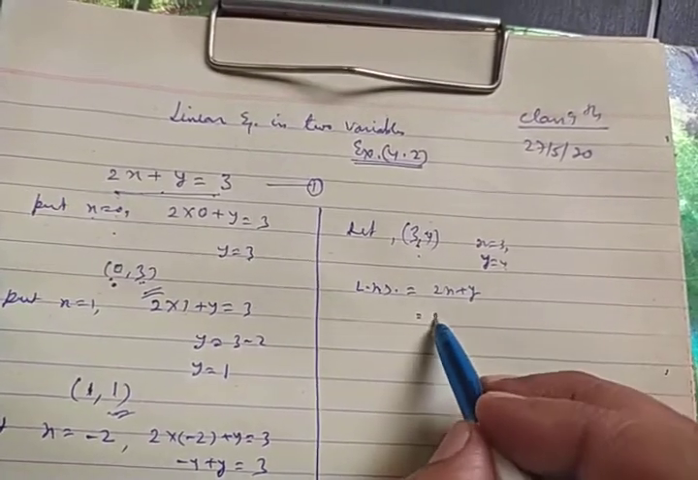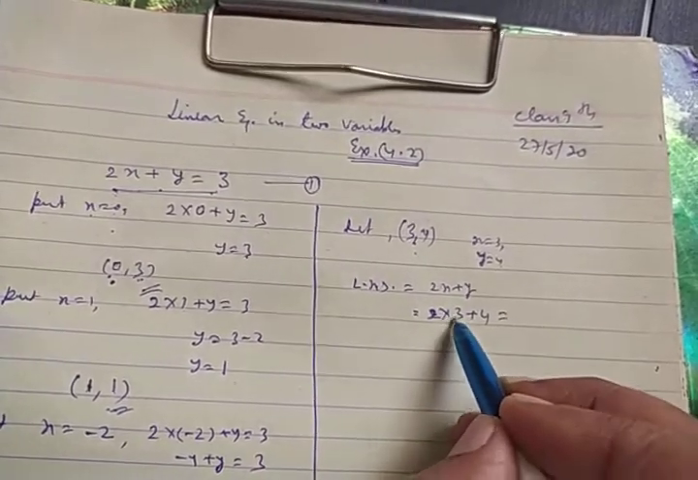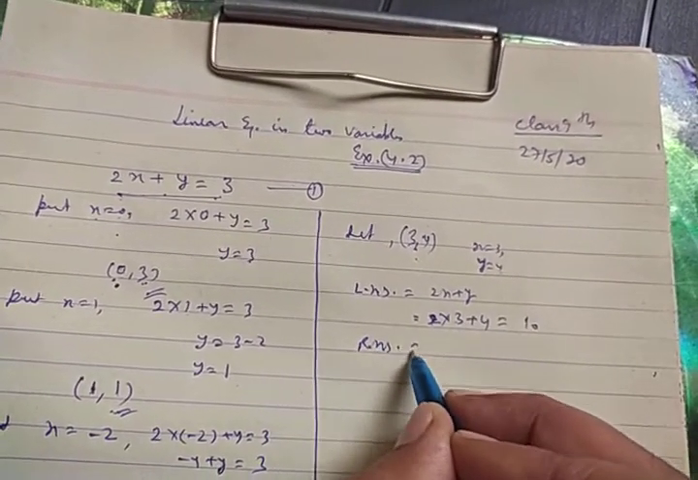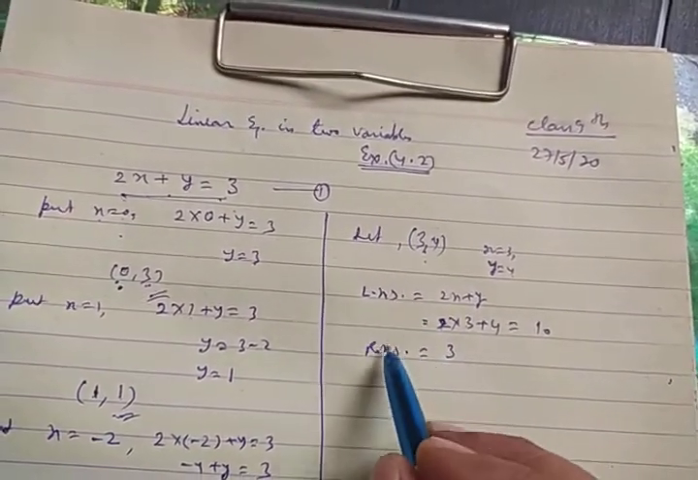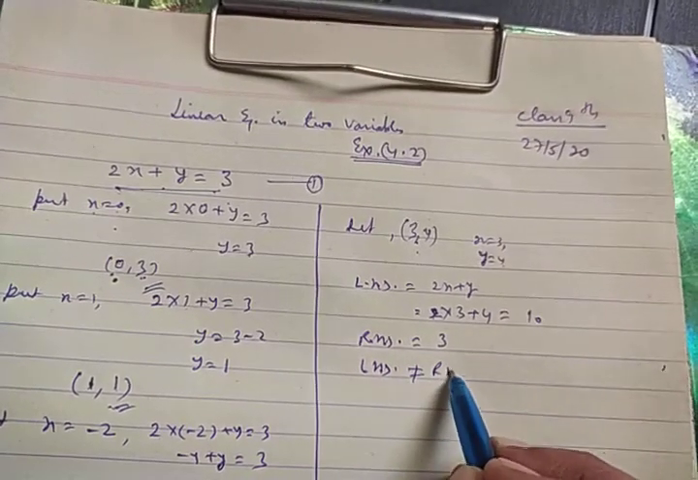Substitute the values: 2 into 3 plus 4, 2 threes are 6, 6 plus 4 is 10. And what is RHS? There is no simplification in RHS, it is just 3, so you will write 3 here. From above, what you are observing is that LHS is not equal to RHS.